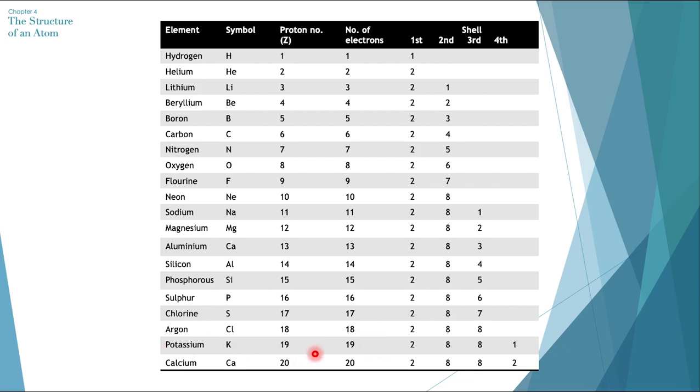In potassium, we have 19 electrons. So 2 in the first shell, 8 in the second shell, 8 in the third shell, and 1 in the fourth shell. That is how it goes on, till the fourth shell is also complete with 8 electrons, and the fifth shell starts to get filled. And that is the order of the atoms. The first shell can only hold 2 electrons, and all the other shells, second, third, fourth, fifth, sixth, any shell can hold up to only 8 electrons.